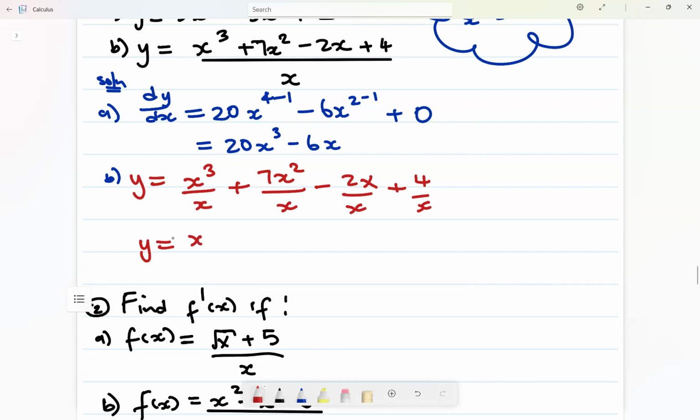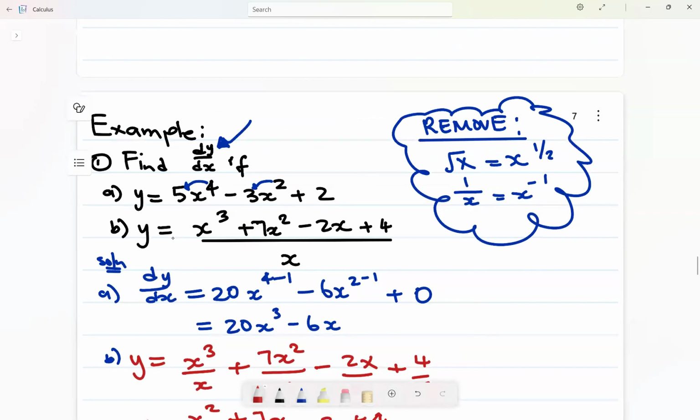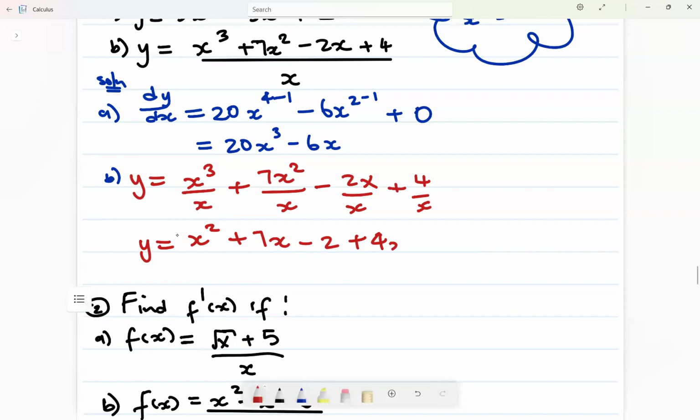What is this? This will be x squared plus 7x minus 2, as x and x will cancel, plus, can you see this is the denominator? We take the x at the denominator to the top. Remember, it is this standard here. So we say it is 4x to the power of negative 1. Then now it is simplified.